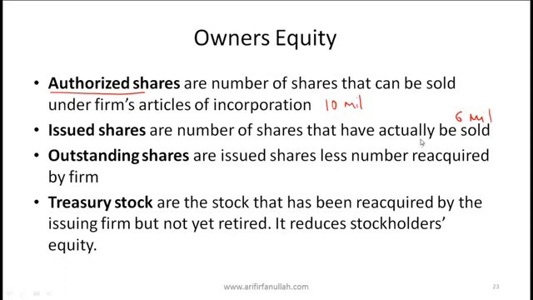Outstanding shares are issued less number reacquired by the firm. So reacquired means when the company does something called a treasury stock operation, the company is buying back or reacquiring some shares. So let's say that the company has done a treasury stock operation for 2 million shares. Then the number of shares outstanding would be 6 million, which was the number originally issued, minus the shares reacquired through the treasury stock operation, which will give us 4 million. So this is an example of a treasury stock operation.